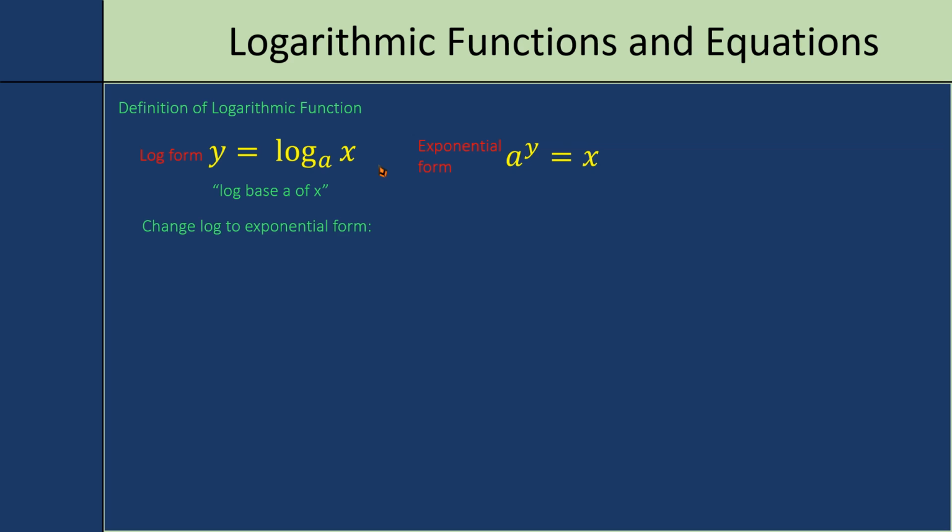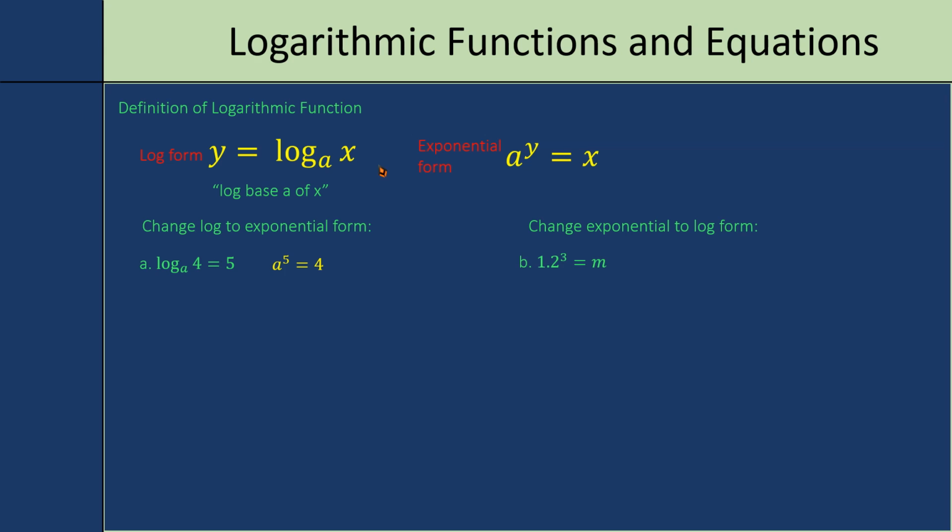So if they give you a log form, you have to be able to change that to exponential form. And if they give you exponential form, you have to go backwards to log form. So example A here, I have log base a of 4 is equal to 5. They're saying, what number is a so that when a is raised to the 5th power it gives you 4. That's what log means. Log is asking for the power. 5 is the power of a. A to the 5th power is equal to 4.